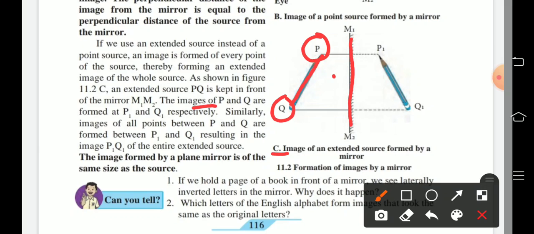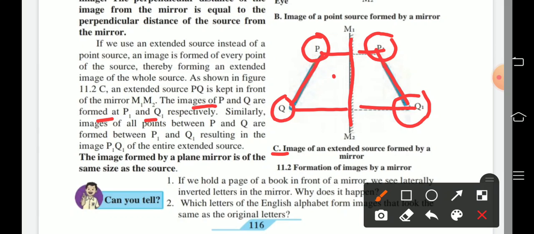The images of points P and Q are formed at P1, Q1. Image of the point P is formed at point P1 and image of the point Q is formed at point Q1. These distances are equal from the mirror and inside the mirror, resulting in the image P1, Q1. This is one extended image of the entire extended source.